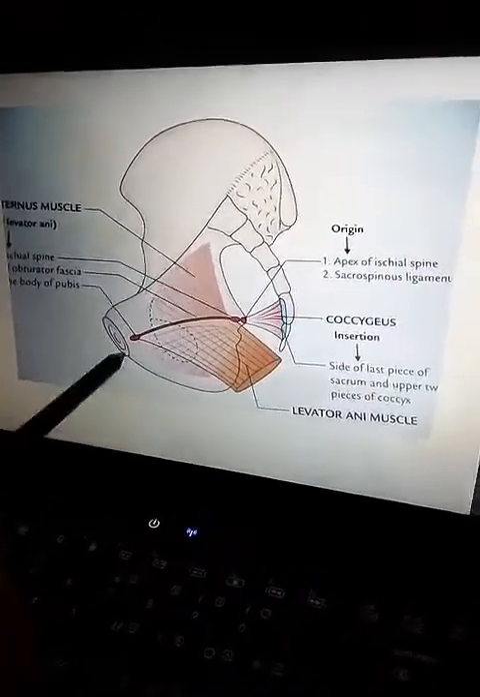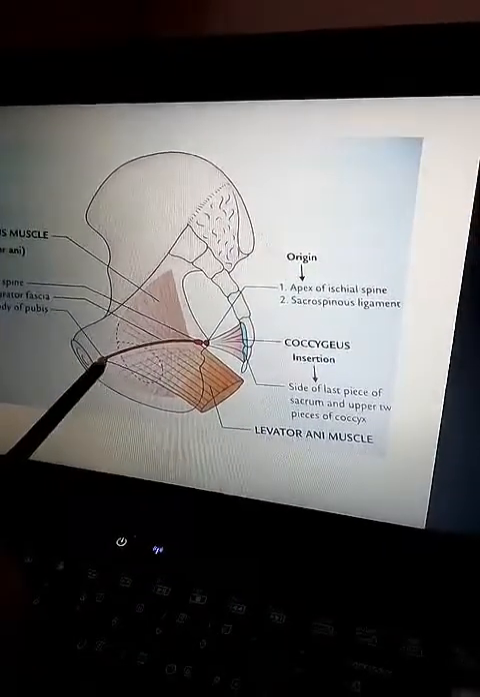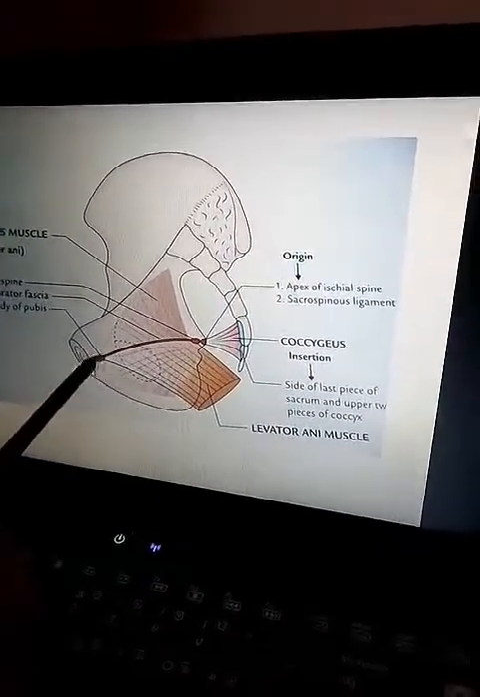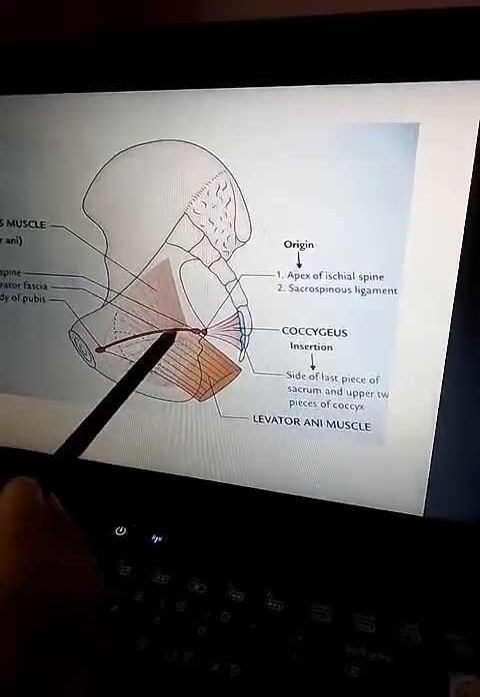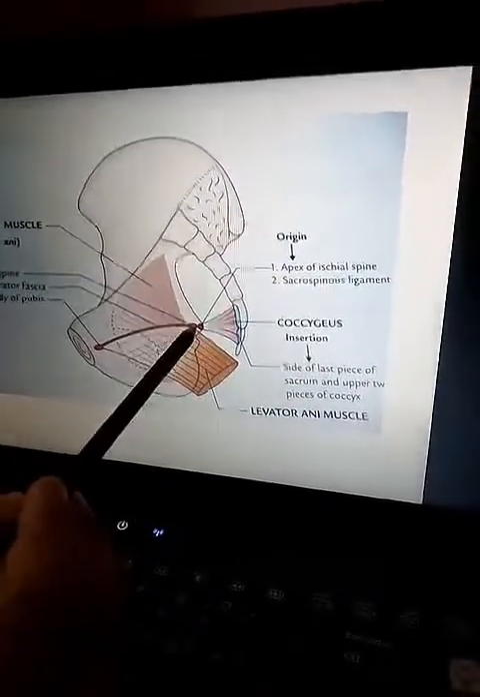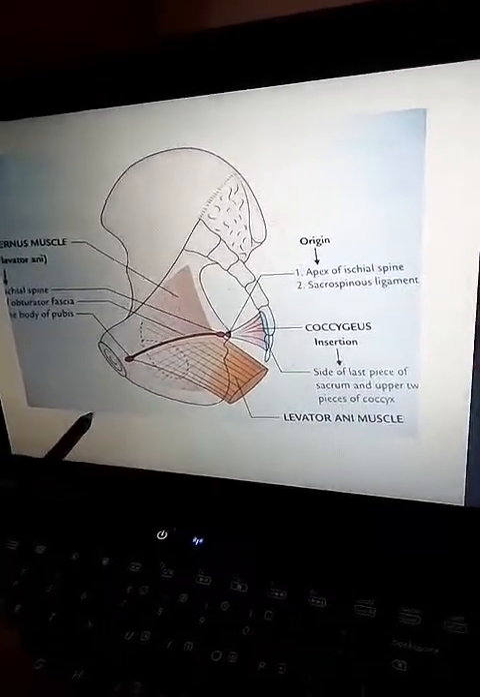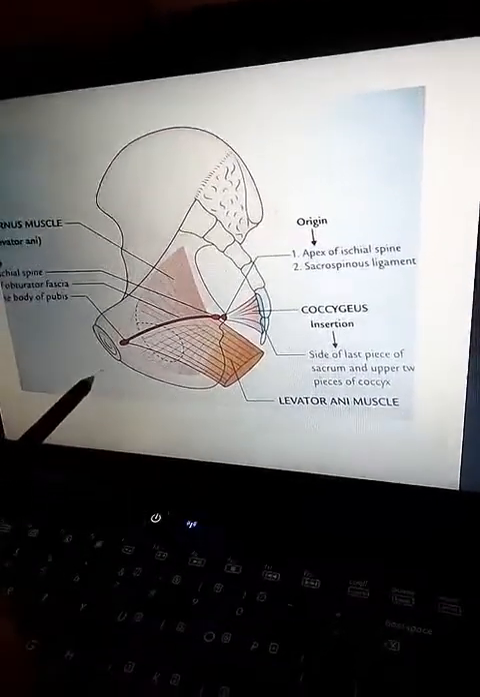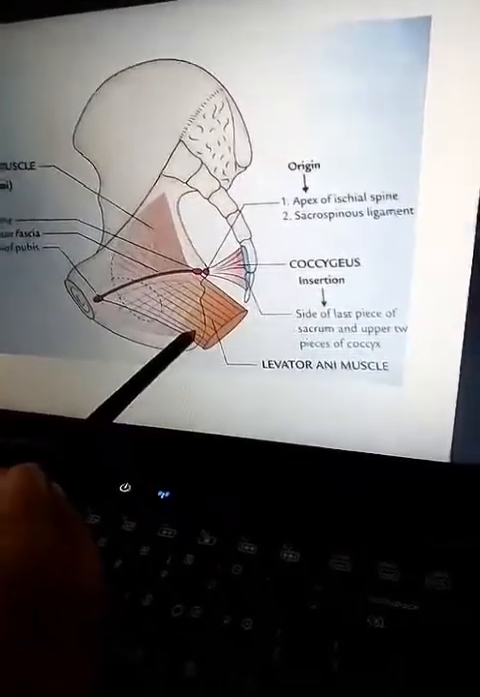Now origin of the levator ani. It has a linear origin from the pelvic surface of the pubis bone, tendinous arch of the obturator fascia, and pelvic surface of the ischial spine. After taking origin, the fibers sweep backwards, downwards, medially.